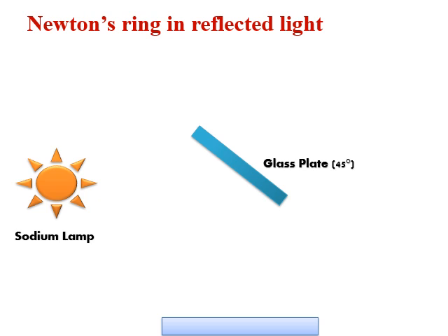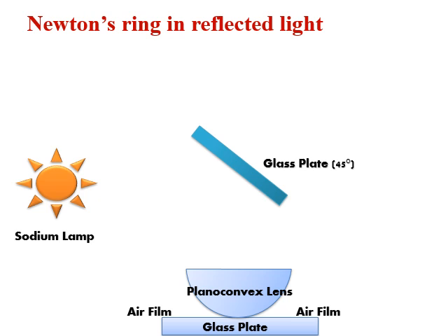A glass plate is mounted at the lower surface. On that there is one plano-convex lens. Plano-convex lens is a convex lens of which one surface is convex and one surface is plain glass. In between the plano-convex lens and glass plate, there is a formation of air film. A thin air film is generated in between the plano-convex lens and the glass plate.